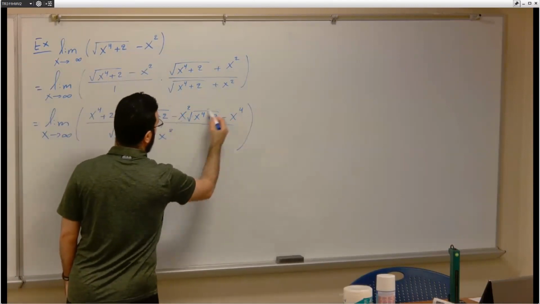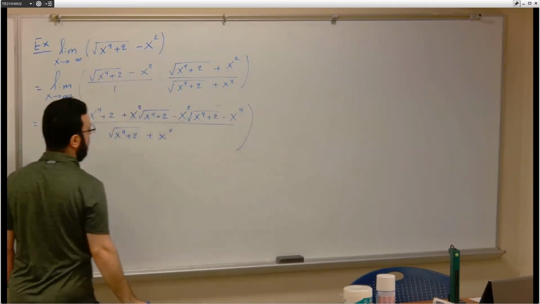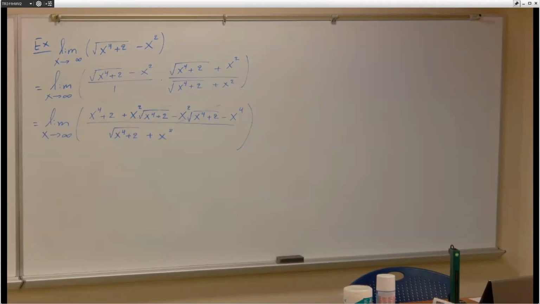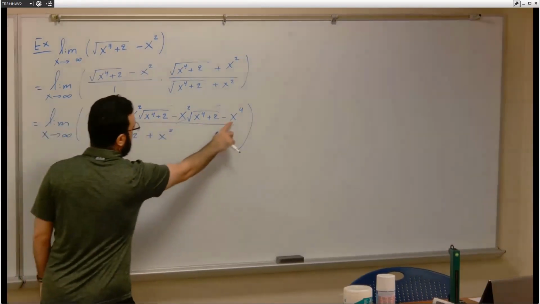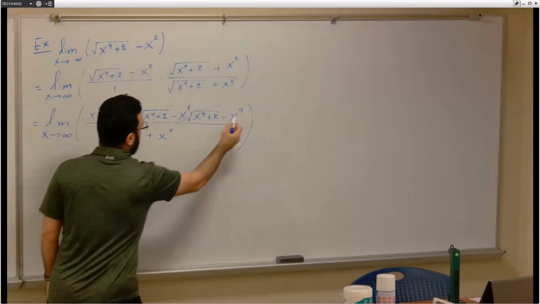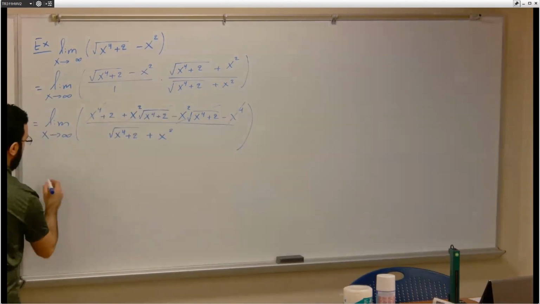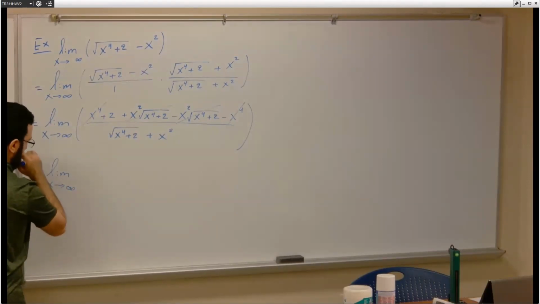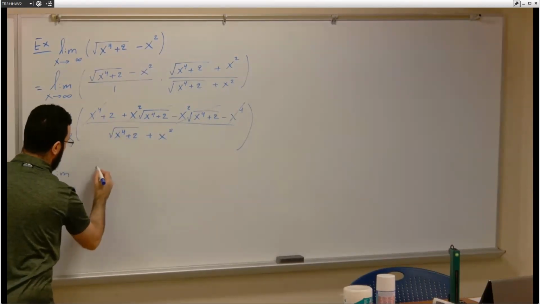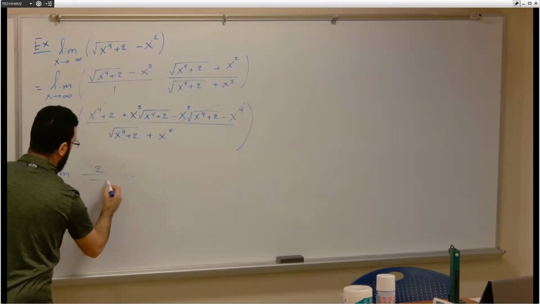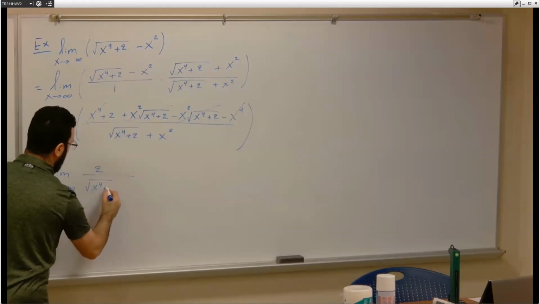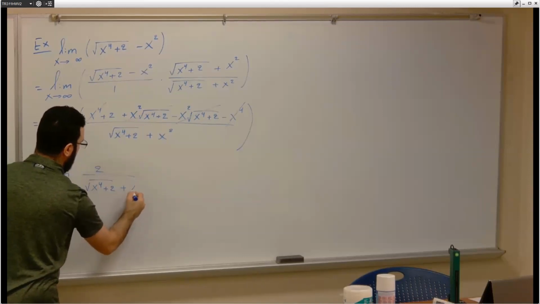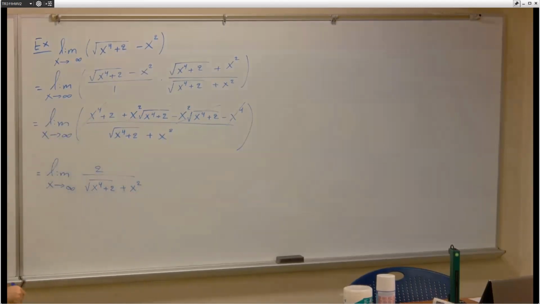Cancel these two, one positive, one negative. And x to the power 4 cancels the negative x to the power 4. So what's left is the limit when x approaches infinity of only 2 divided by the square root of x to the power 4 plus 2 plus x squared. Now it's easier to work, because on the top we have only a constant.